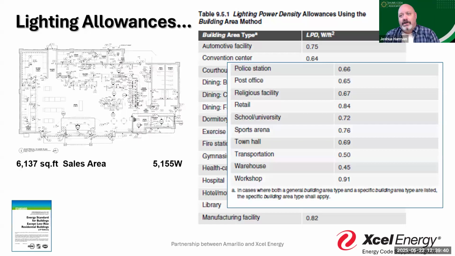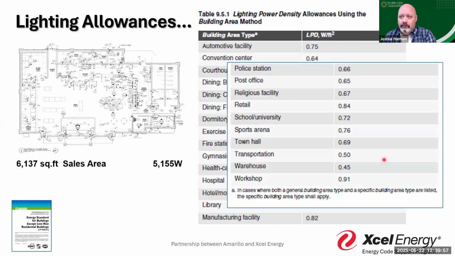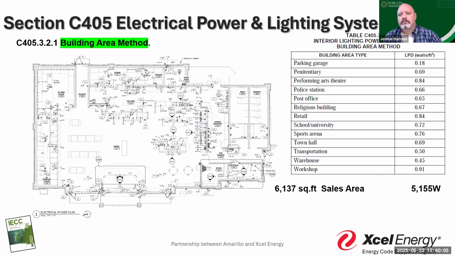ASHRAE also has the building area, which if you look at it, 0.84. So we're getting the same value whether we look at it from a building area method from ASHRAE or IECC, right? We get the 0.84, 0.84. So the math is right there. It's just in that simplified that there's a little bit of leeway. But again, that's how we calculate the building area.